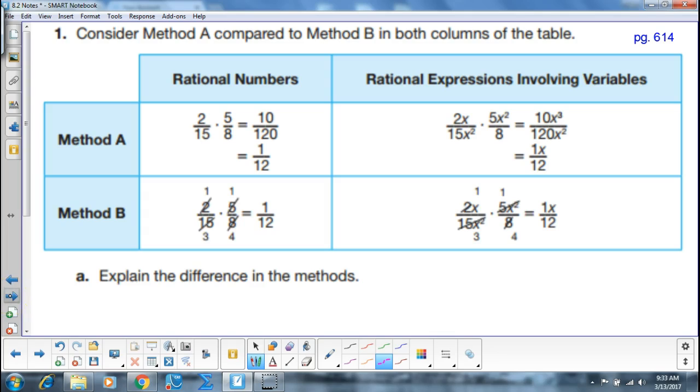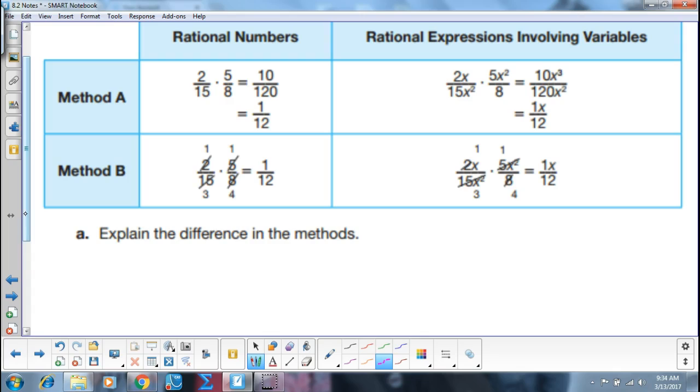So, in your textbooks on page 614, there is a table, and that table is comparing two different methods. There's method A, and in the first column, it just deals with numbers. And then in the second column, it deals with rational expressions. And then there's method B, again, with regular numbers and with rational expressions. My question to you is part A. Explain the difference between method A and method B. I'll give you a minute or two to peruse.